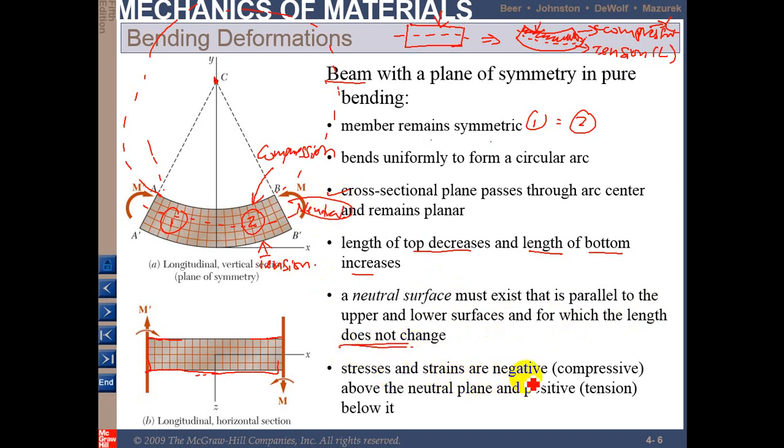Stress and strain are negative on top of the neutral axis, because it is compression. So the strain and the stress are negative because it is compression. And then below this area, to the bottom, will experience tension, so it will have a positive value because it is tension.